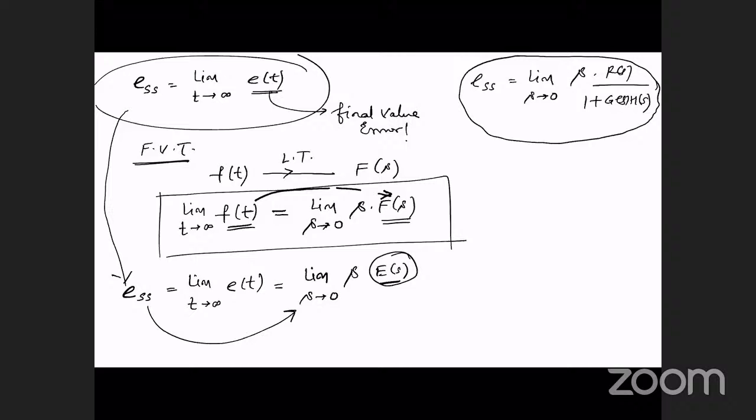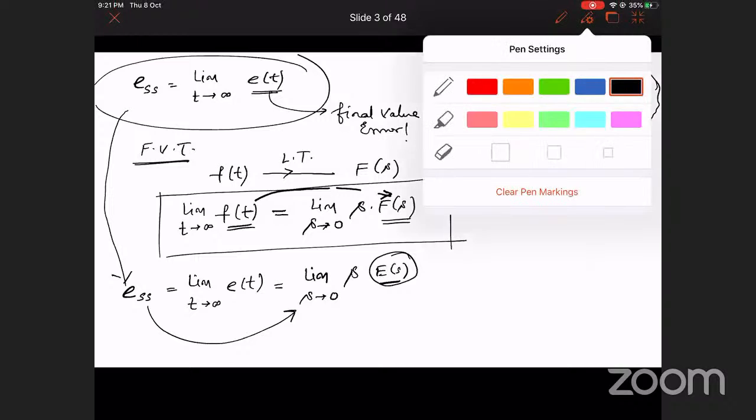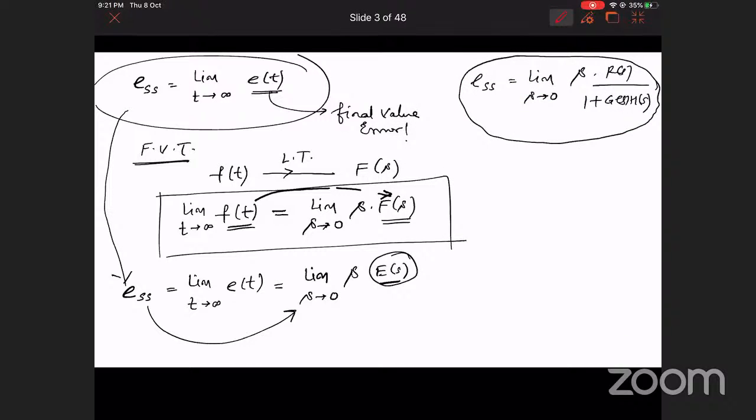Okay. So if you look at this relation, guys, I'm sure you must have actually seen this formula. I would say primarily ESS depends on R of S and also depends on G of S, H of S. So when ESS depends on R of S, what is R of S, guys? R of S stands for input. Yes or no? And G of S, H of S is nothing but system parameters.